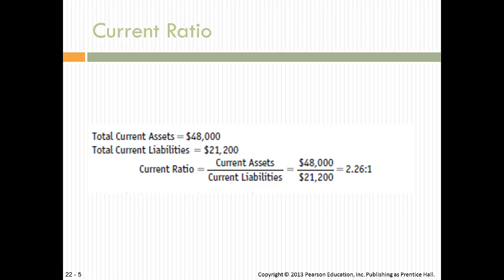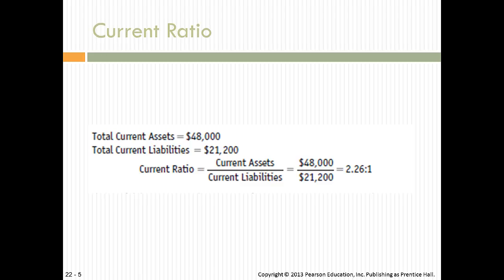In this example, we get 2.26. The conventional way of writing this ratio is to write it as 2.26 followed by a colon followed by a 1. This means for every dollar of short-term liability, the company has 2.26 in assets that could potentially be used to pay the liability. Whether that's good or bad depends upon what the ratio is compared with and the industry.